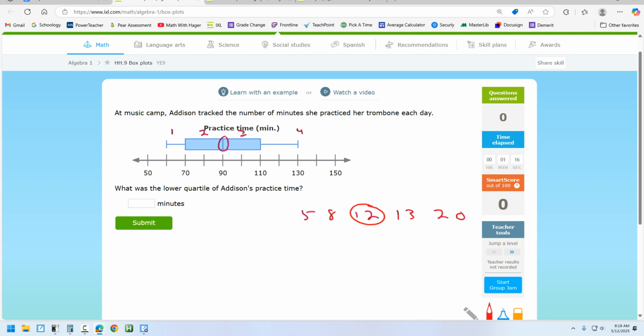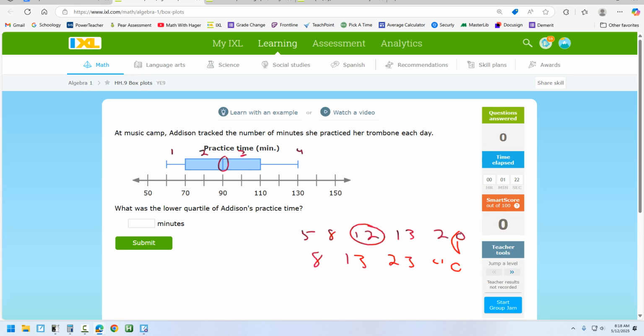Does anybody know, if you had a set of numbers like this, when there's an even amount, there isn't one in the middle. So does anybody know how you get the median there? Yeah, here's where you have to average the 2 in the middle. So you'd add those together. 13 plus 23 is 36. And then you divide by 2. So it would be 18.